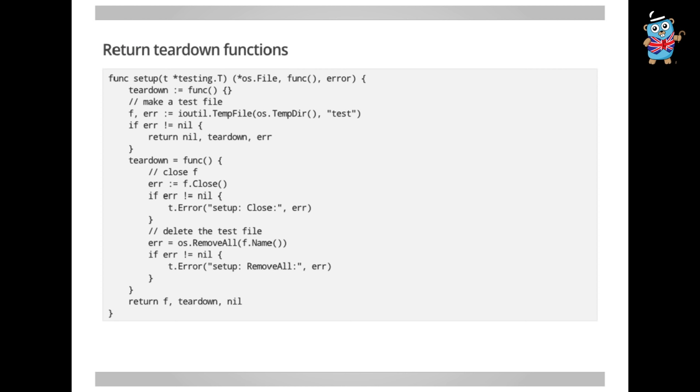So here we have a setup function. It's going to create a sample file for us to use. And really, that file needs to be cleaned up after. We need to close our connection to it, and also delete it. So what I'm doing here is I'm returning three arguments. I return the file itself, a function, and optionally an error. And then in the body, I set that function up to do the teardown.